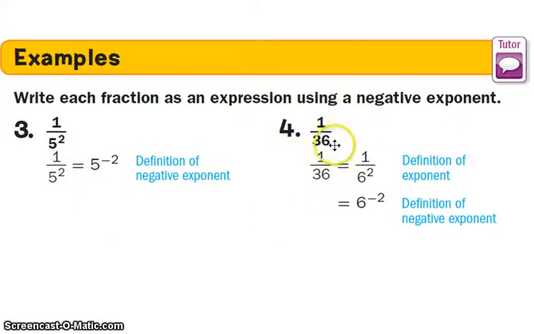Now this one, 1 over 36, if you look, we don't have an exponent. So what we're going to have to do is change 36 to 6 squared, because 6 squared is 36. Okay? But we want that 2 to be negative, so we're going to take it and bring it up top. So it becomes 6 to the negative second. Okay?